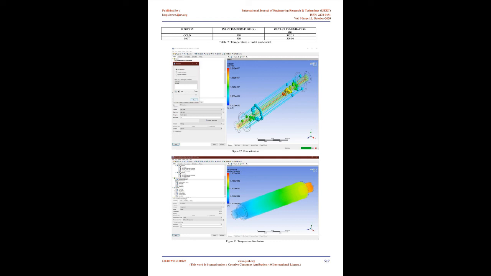4.3.8 Solution control and initialization. Under relaxation factors the parameters are: pressure equals 0.3 Pascal. Density equals 1 kg/m3. Body forces equals 1 kg/m2s2. Momentum equals 0.7 kg/m/s. Turbulent kinetic energy equals 0.8 m2/s2. Then the solution initialization method is set to standard initialization, whereas the reference frame is set to relative to cell zone. The inner inlet is selected from the compute from drop-down list and the solution is initialized.